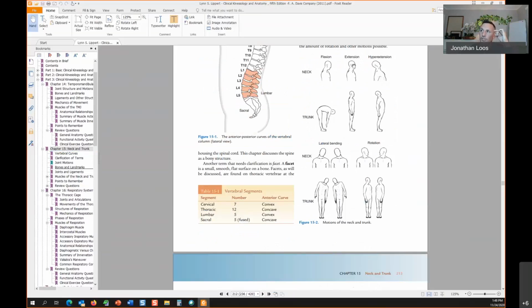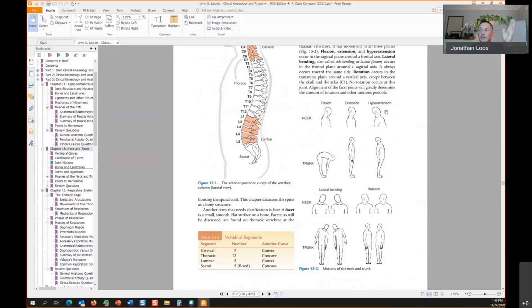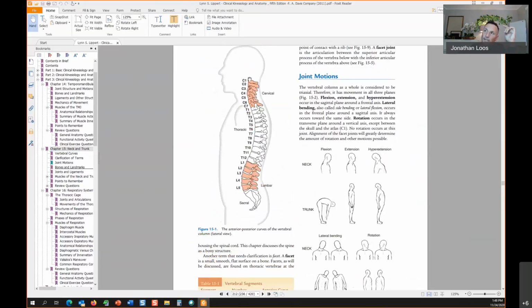Your overall motions of flexion, extension, lateral flexion, and rotation are happening collectively through all 12 of the thoracic spine, 7 of the cervical, and 5 of the lumbar. So you're getting through the entire spine, and you'll get more range of motion at certain areas than at others, and the video kind of goes through and teases that out.